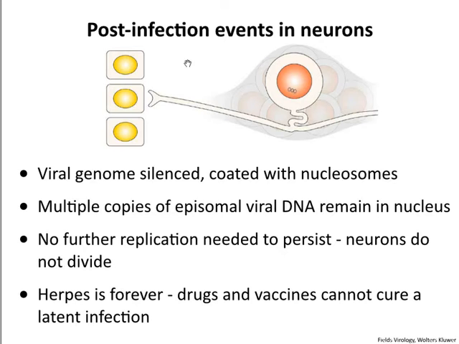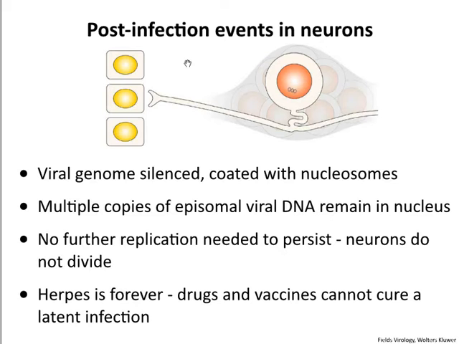And we have drugs, we have a vaccine, but if you're latently infected, we can't get rid of it because the DNA is always in the neuron. And we don't even know when the DNA starts to replicate and produce virus particles. We don't know if the neuron is killed or not. We have no idea because it's very hard to study people.